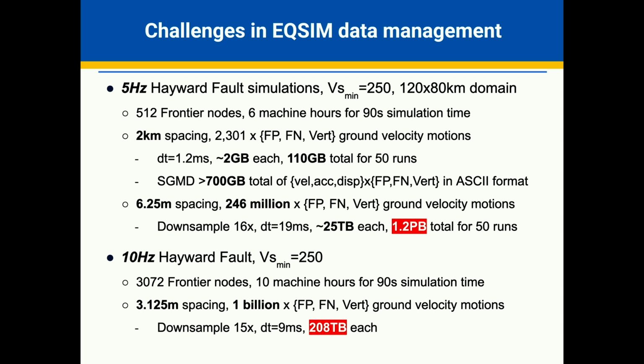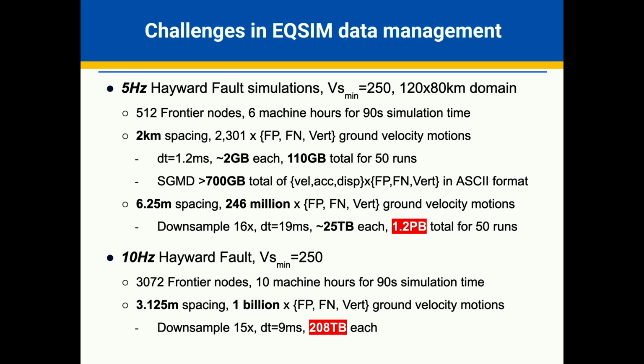The 5 Hz Haverford simulations have a Vs mean of 250 meters per second, and a 120 by 80 kilometer domain. If we run this simulation on 512 nodes, it takes about 6 machine hours for a total of 90 seconds duration of the simulation. If we output at 2 kilometer spacing, we will have about 2,300 stations. If we store it in HDF5 and just store the velocity, because that's the default option where SW4 outputs, it will be about 2 gigabytes for each simulation, and for the 50 runs it will be 110 gigabytes. This is not too bad, so we can still manage it.